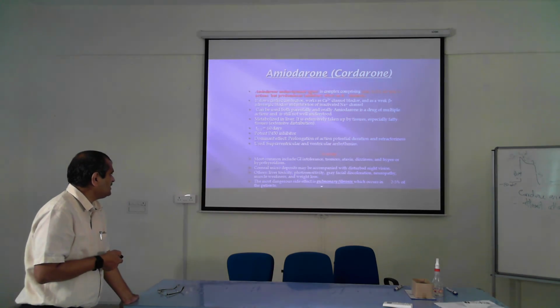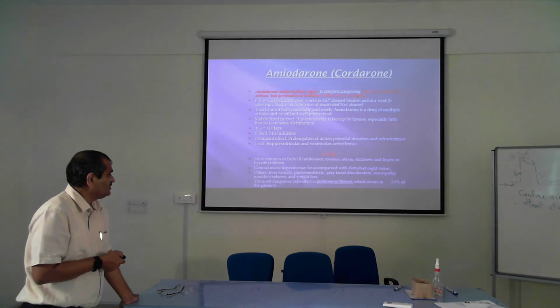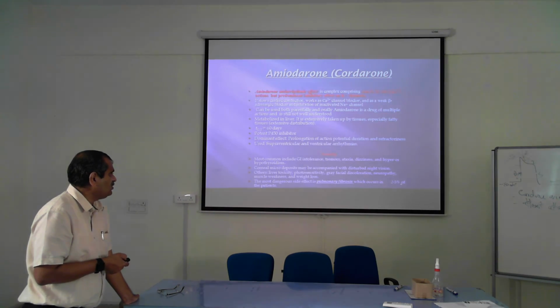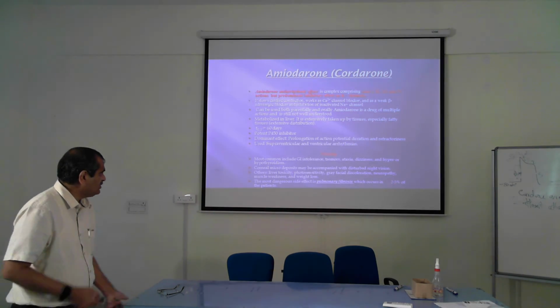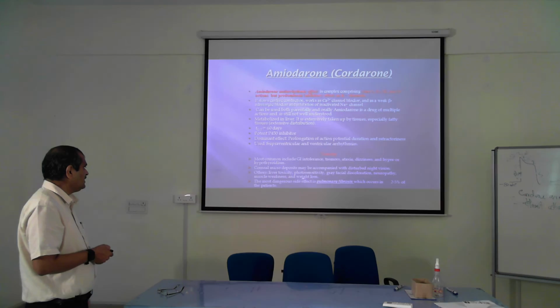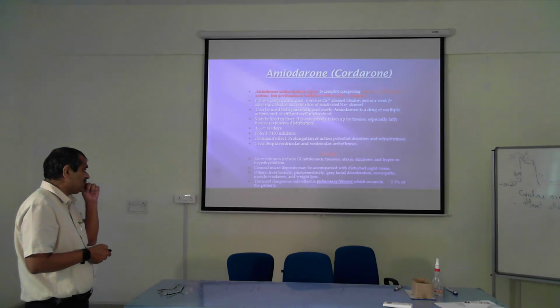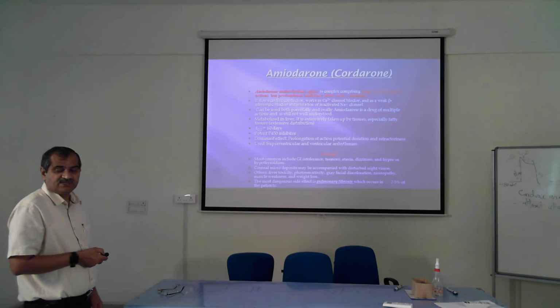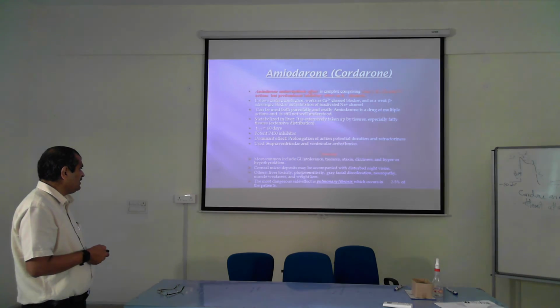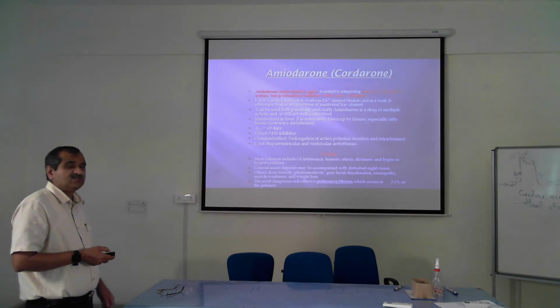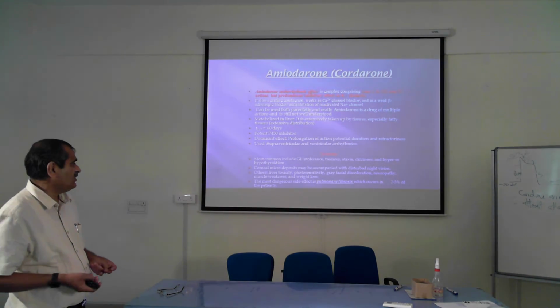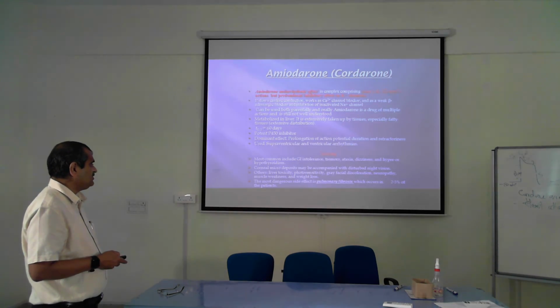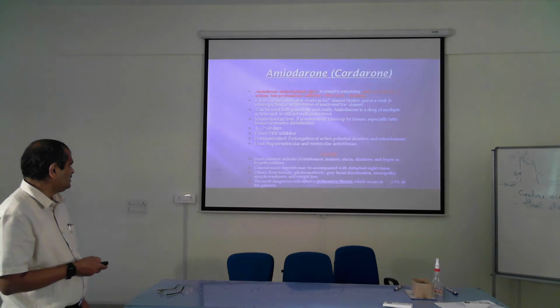Then the most dangerous side effect is pulmonary fibrosis, which occurs in 2 to 5% of the patients. So this is a misused drug, especially for reducing weight. That's why all these side effects are known, because it was misused by persons in the gym, etc. Then pulmonary fibrosis occurs, which is irreversible in nature.